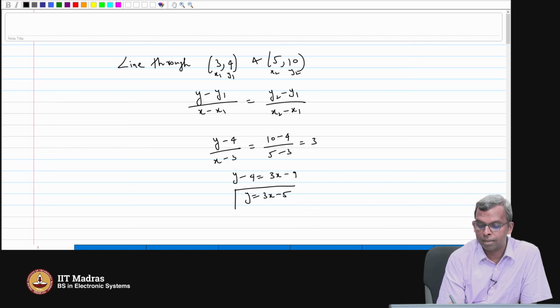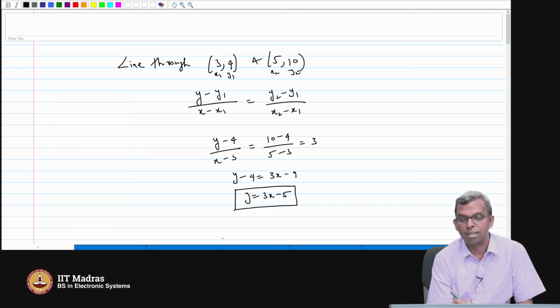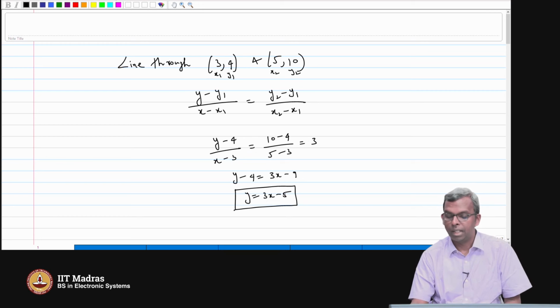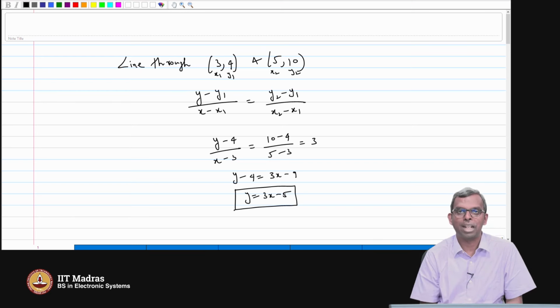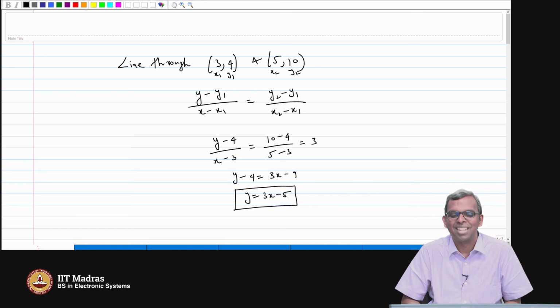Okay, so this is the answer. So that's the slope, that's the y-intercept, and you can see that's the equation of the straight line. At this point you can go back and check. You put x equals 3, you get 9 minus 5 is 4. If you put x equals 5, you get 15 minus 5 is 10. So it passes through (3, 4) and (5, 10). Quick way to check that your answer is reasonable in some way.